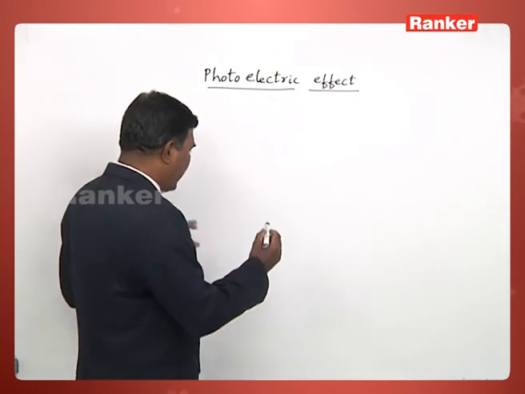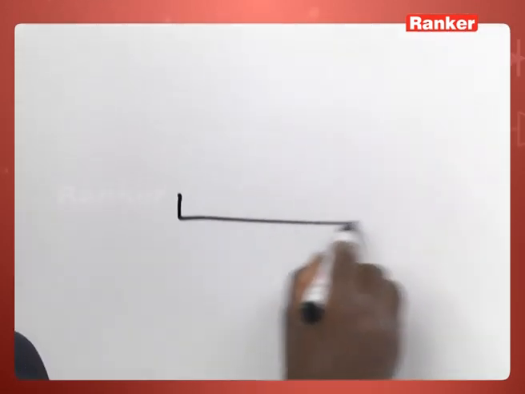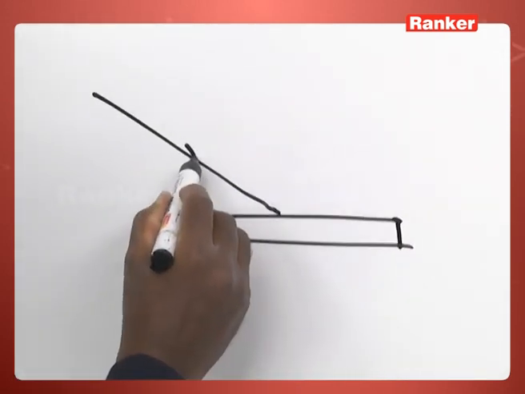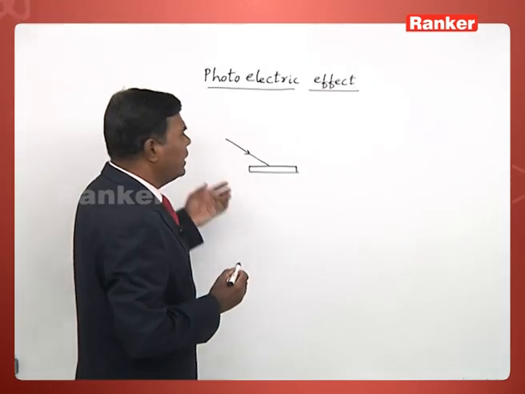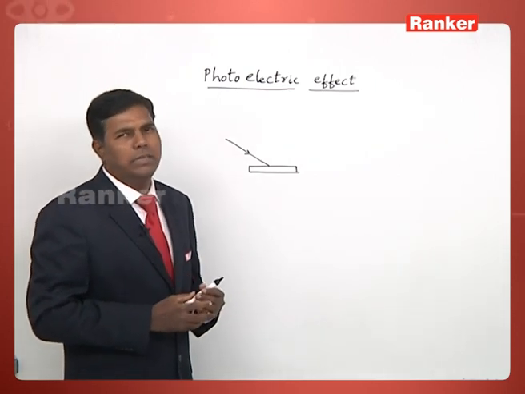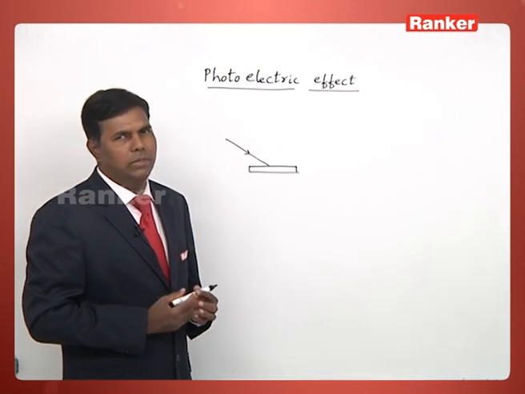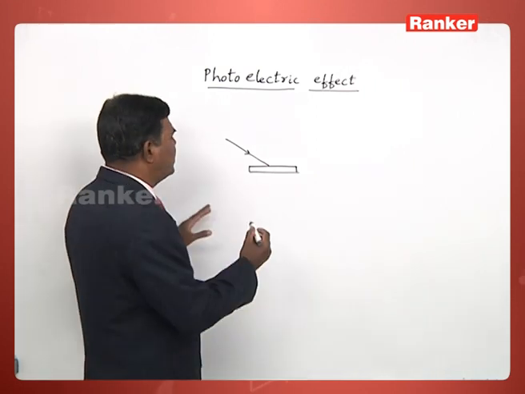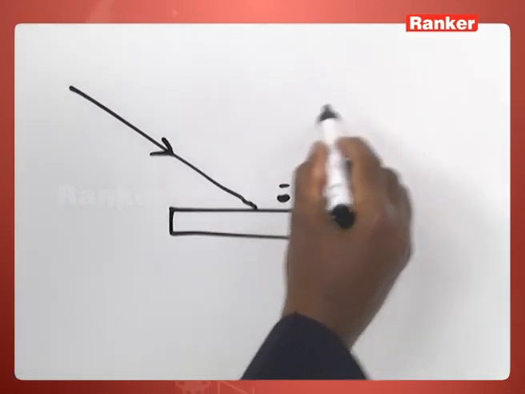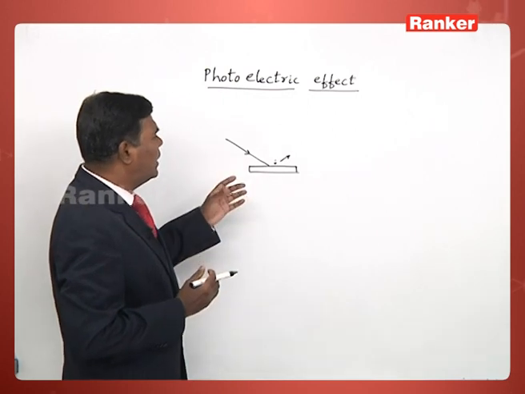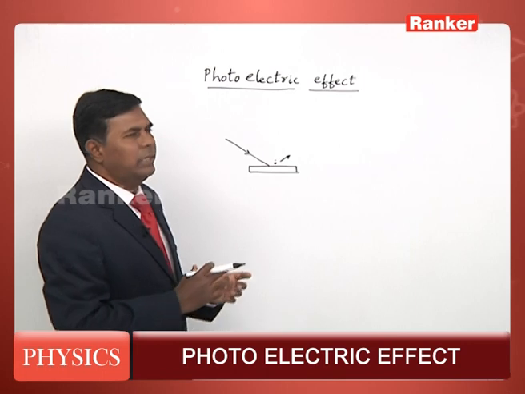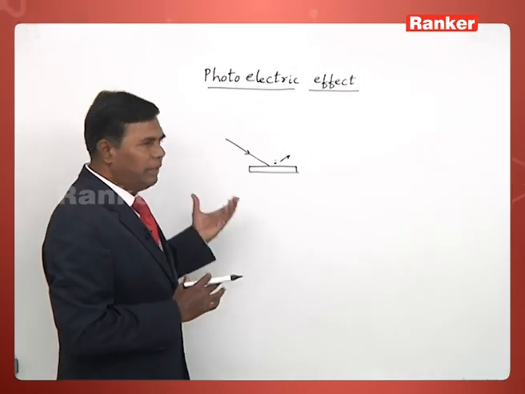Let us say that we have a piece of metal on which a light radiation is incident. The light radiation must have sufficiently high frequency. You can use either ultraviolet radiation or X-rays also. Then what you can observe is some of the electrons are emitted from the surface of the metal and travel with a velocity. This phenomenon is known as photoelectric effect, and there is an experimental demonstration to see the effect.